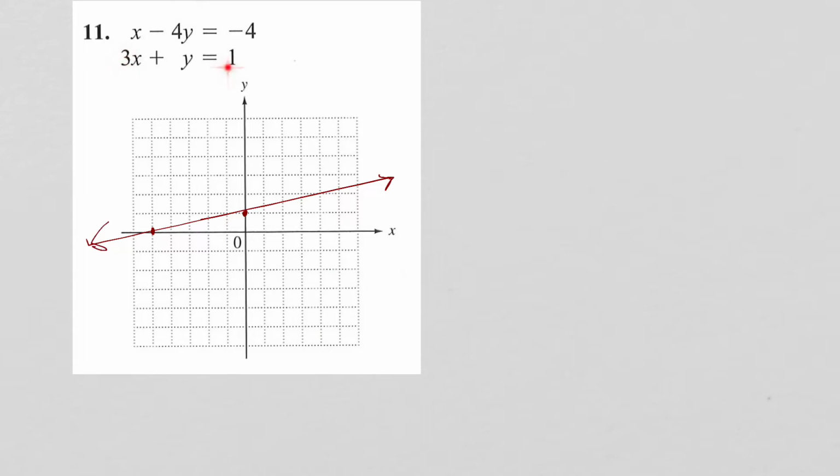Now for this line, 3 doesn't go into 1, so I'm going to use slope-intercept form. I'll move this over, and I'll get y is equal to negative 3x plus 1. This is my y-intercept, so I put a dot right there. And I have a negative 3 over 1. So I go down 3 and I run 1. And we'll draw that line.